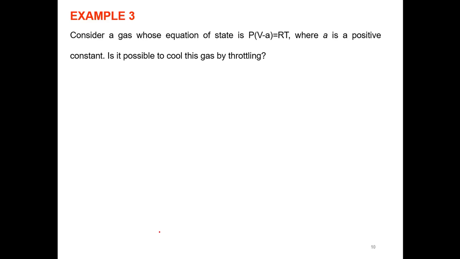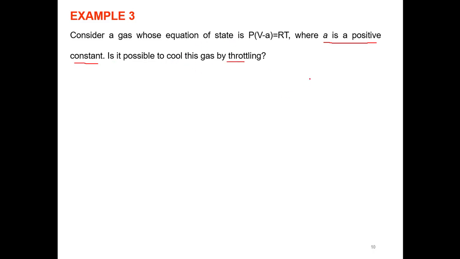Now, this is another example, example 3. In this example, consider a gas whose equation of state is P times (V minus A) is equal to RT, where A is a positive constant. The question is: is it possible to cool this gas by throttling?